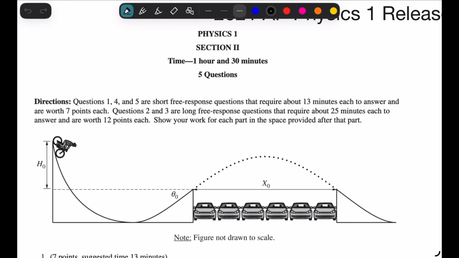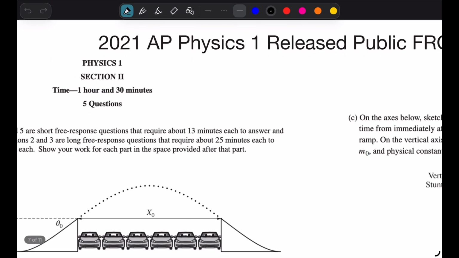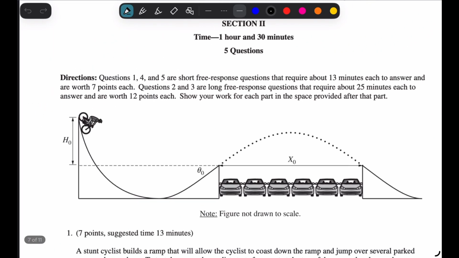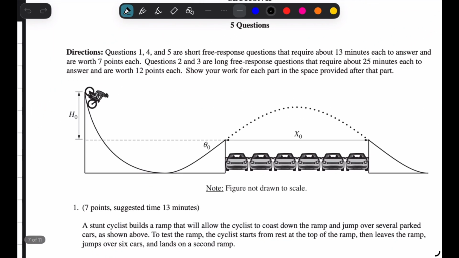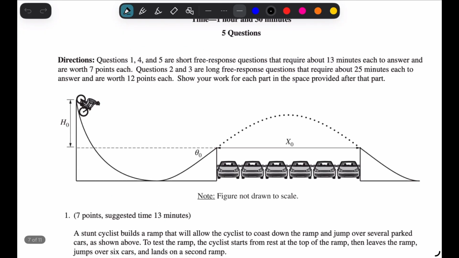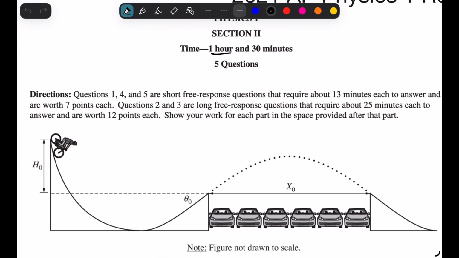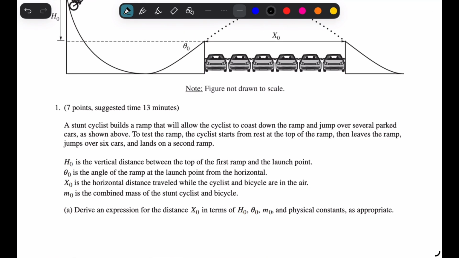Hi, so in this video we're going to be doing an AP Physics 1 released FRQ from 2021. For our questions, we are going to solve 1, 2, 3, 4, and 5 like a full-length FRQ, which is an hour and 30 minutes. So let's start off with our first question.